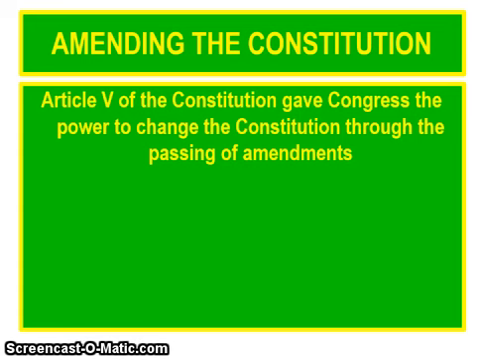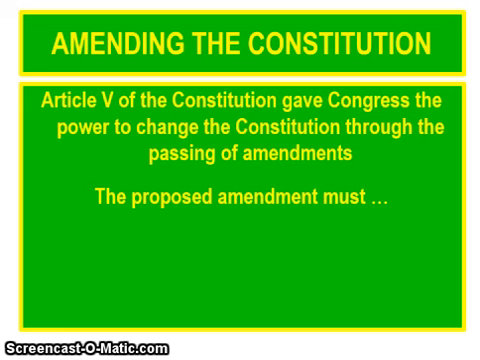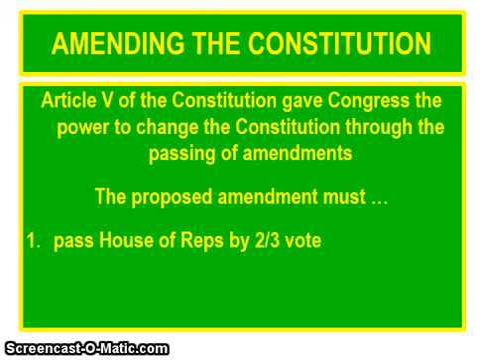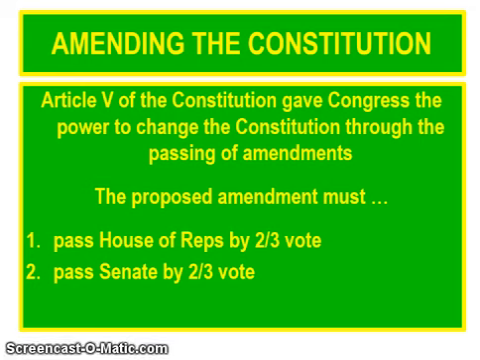So basically, a proposed amendment. For example, there was a movement a few years ago to define marriage as that between a man and a woman, which basically would have made gay marriage unconstitutional. So that never actually came to a vote. But if it had, it would have to first pass through the House of Representatives by a 2/3 vote. And that would have to go to the Senate, where it would need to pass by a 2/3 vote.